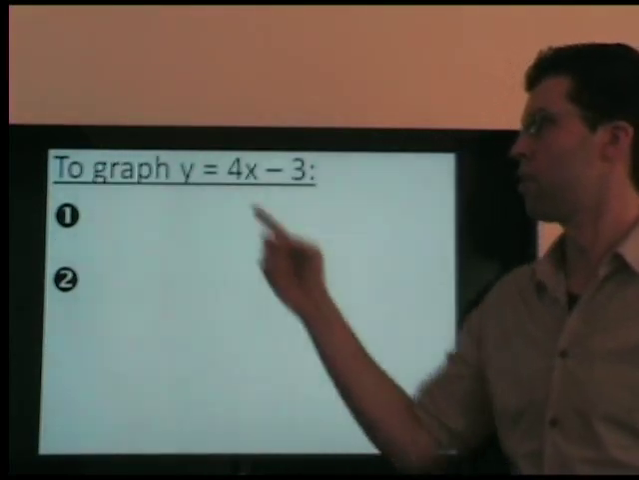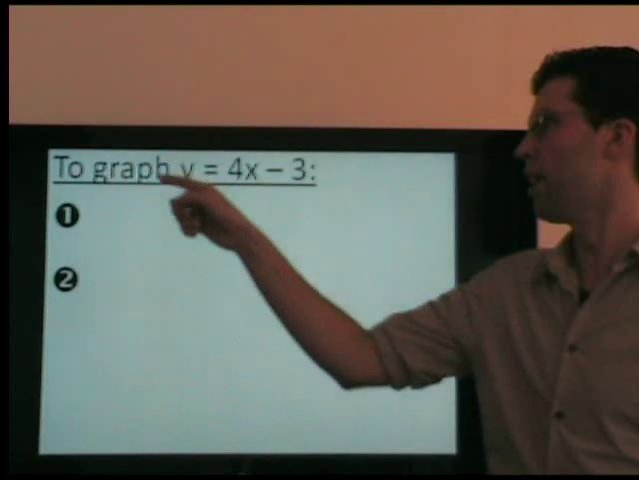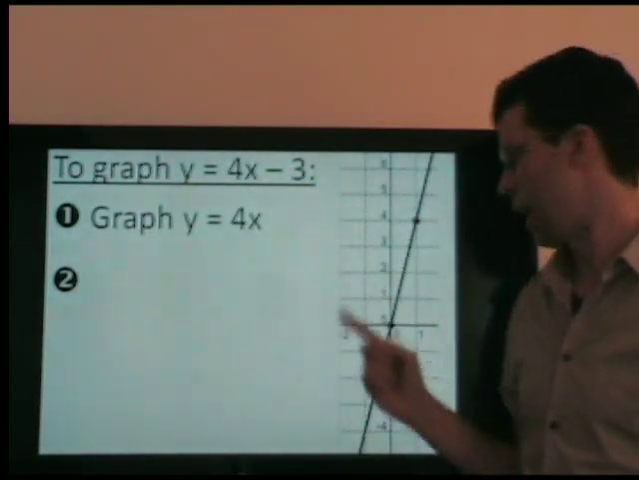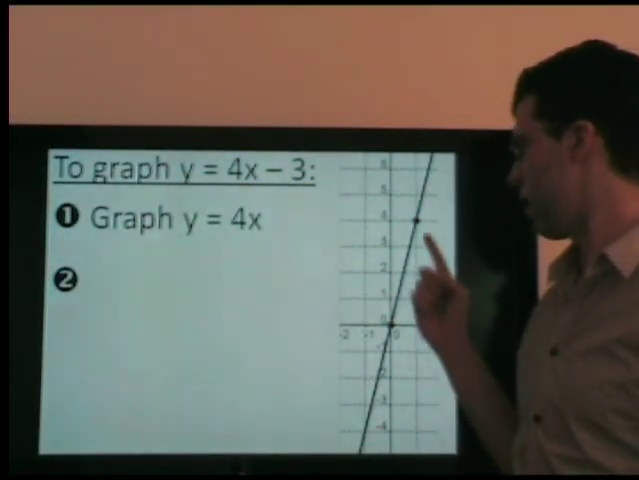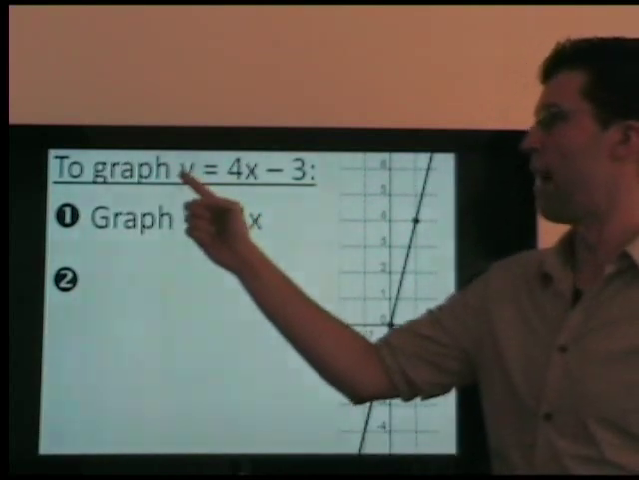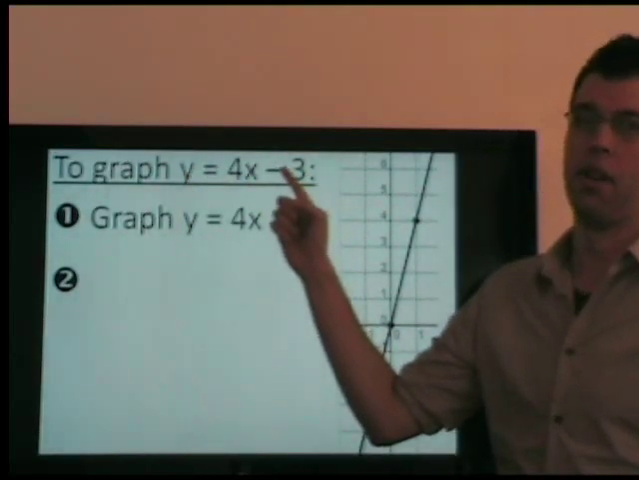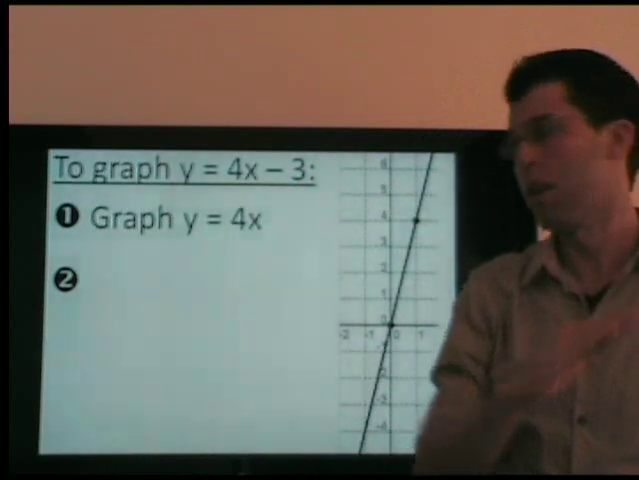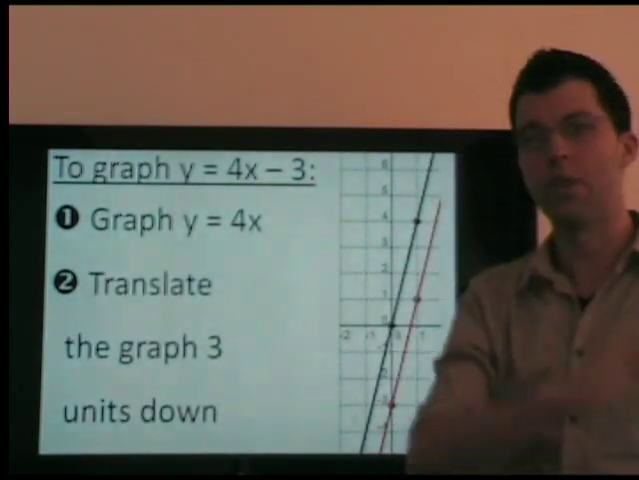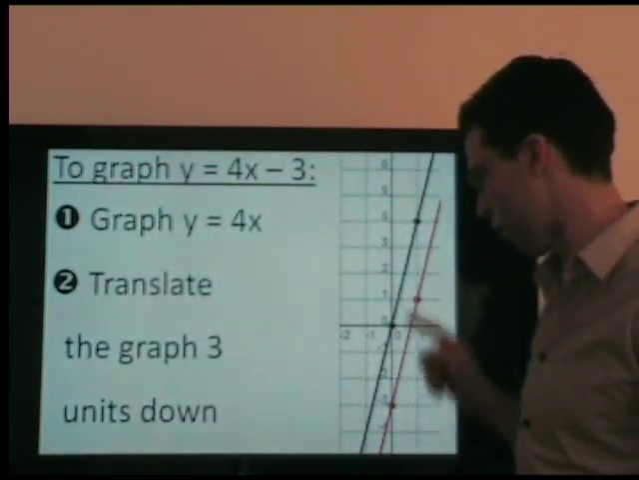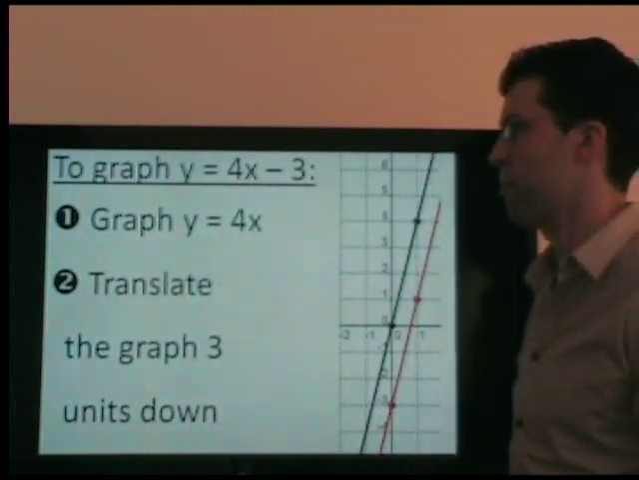So for example, to graph this equation, let's graph only y equals 4x first. Again, here is 0, 0, right 1, up 4. Now though, the y values are 3 less. So every point goes down 3. We translate the graph 3 units down. So every point goes down 3, down 3, down 3.